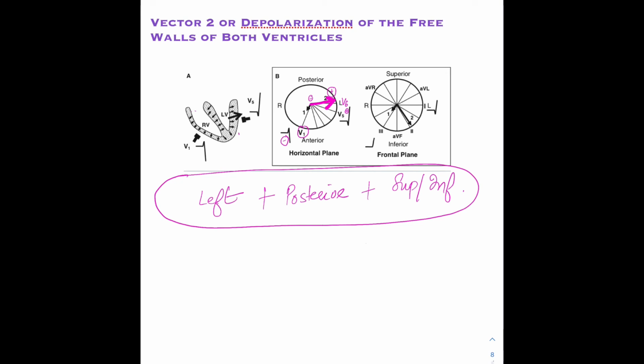So now coming to the frontal plane. If we consider this as vector 2, this is the positive side and this is the negative side. If you record the deflection in lead 1, we will have a positive deflection, and if you record it in lead 3, we will again have a positive deflection, because these recording electrodes are facing the positive side of the vector. Hence you will have a positive deflection. So this was about vector 2, or the depolarization of the free walls of both the ventricles.